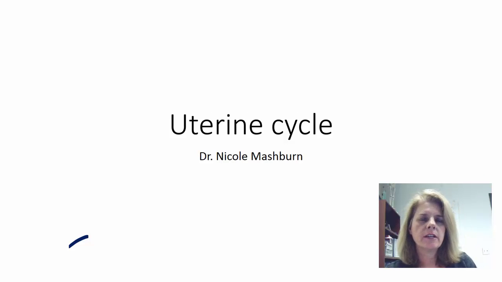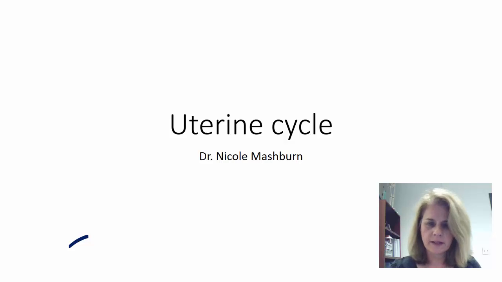Dr. Mashburn here, and we're continuing with female reproduction, and now we're going to move into the uterine cycle. Hopefully you have watched the video about the ovarian cycle, which was what was going on in the ovary with the development of the follicles and the oocyte. Now we're going to talk about what's actually going on in the uterus. What you're probably thinking of is your period. We're going to talk about what all is going on in the uterus during the monthly cycle.